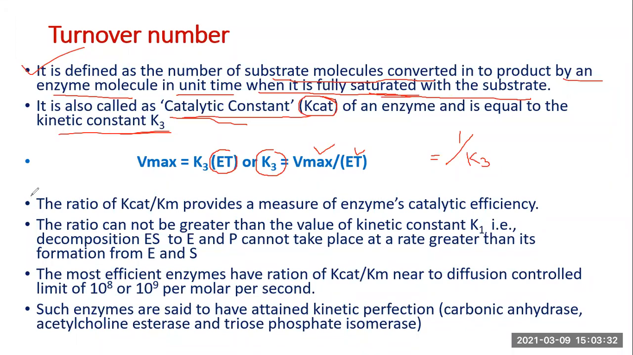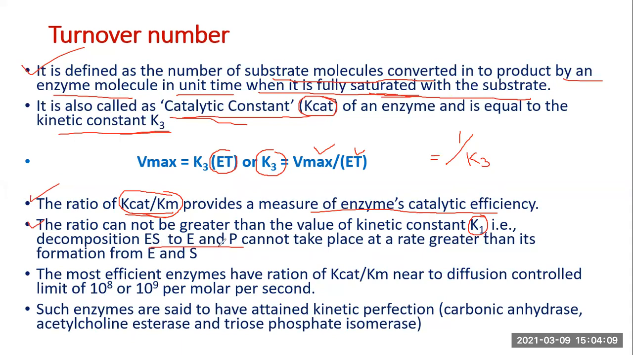Another interesting thing that comes is the ratio of Kcat upon Km. So now you know what is Kcat, the catalytic constant or turnover number, upon Km. When you take the ratio of these two, it provides a measure of the catalytic efficiency of the enzyme. And please remember, this ratio cannot be greater than the value of the kinetic constant K1. So you know what is K1? That is the first reaction, formation of ES.